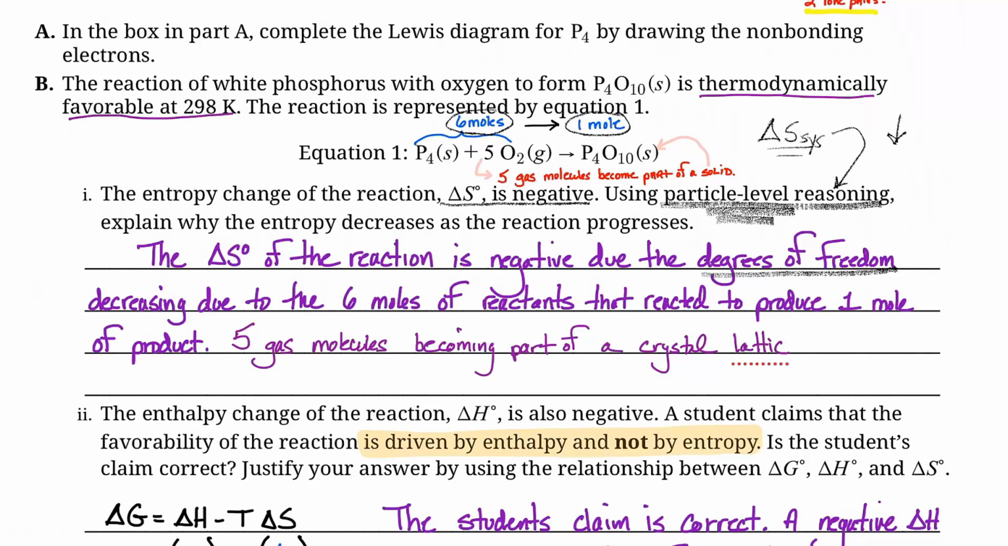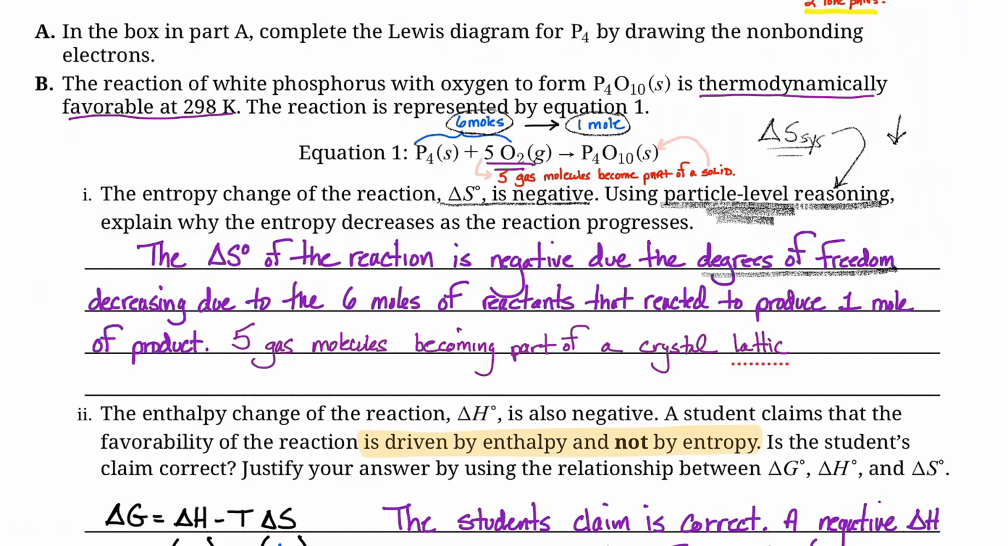So there are really two answers here. The 6 moles becoming 1, or if you can recognize clearly that there's going to be 5 gas molecules becoming part of a single crystal, and therefore the degrees of freedom are also decreasing. So there's two ways to answer that. I think they would definitely take the 6 to 1 or the 5 gas. Either one would work there.